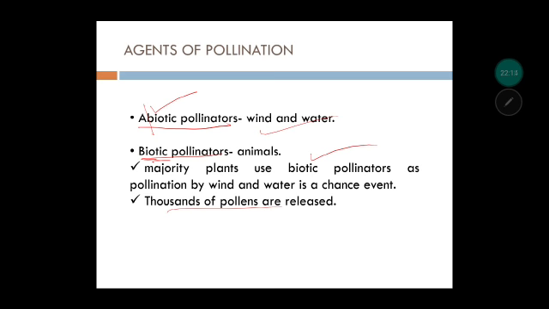So in the next lecture, stay tuned. We will be discussing the different agents of pollination in detail.